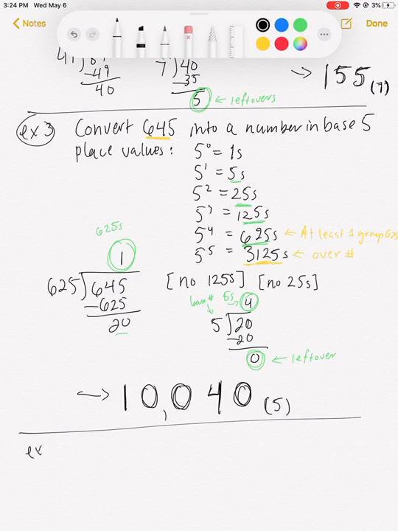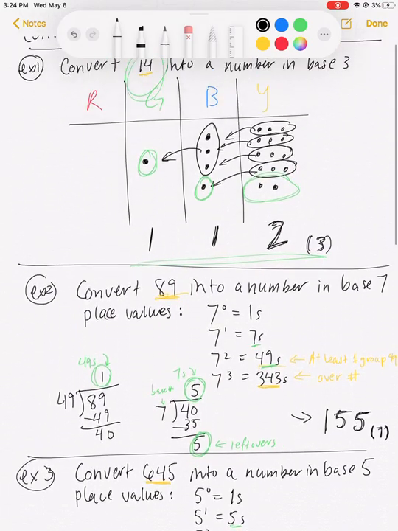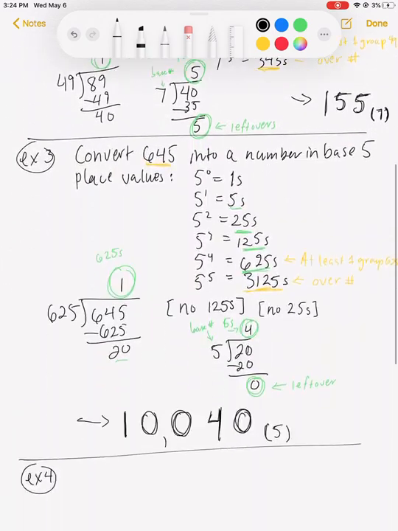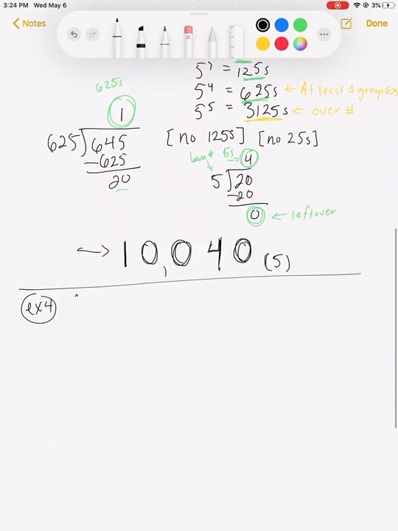This is example number 4. I'm going to go ahead and check what I did up here using the abstract way. Convert 14 into a number in base 3. Okay.